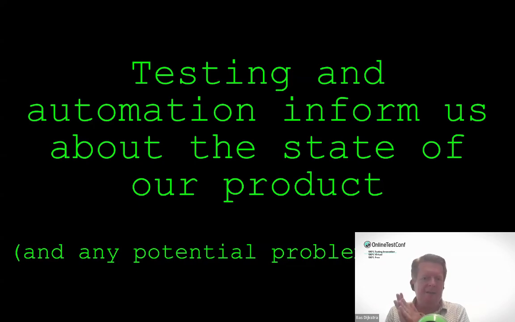And generally speaking, why do we test? We want to inform ourselves or others about the state of our product and any potential problems with it. That is why we test, and we want to uncover information about our product or about the process, and we use tools to help us do that in a more efficient way. That's what we call test automation, the use of tools to help us perform specific testing tasks in a more efficient way.